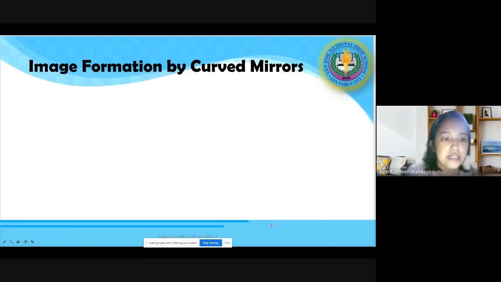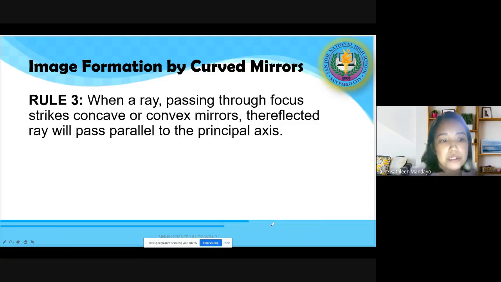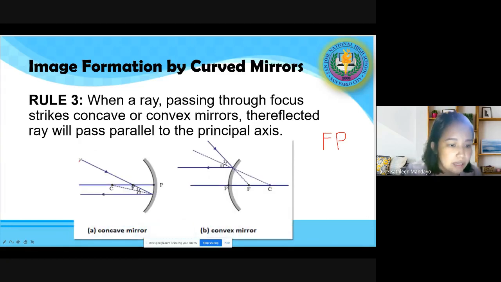Next, rule number 3. When a ray passing through focus strikes concave and convex mirror, the reflected ray will pass parallel to the principal axis. So this one is the reverse of the other one. So we have here the FP rule. FP. Pupunta sa focus, reflected parallel. So for a concave mirror, so again, may object tayo dito. May light ray that is coming from the tip, papunta sa focus. Since dumaan siya sa focus, it will be reflected by the mirror parallel to the principal axis. Yung reflection niya ngayon magiging tuwid at parallel sa principal axis.